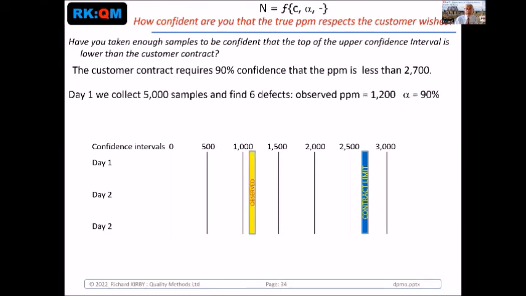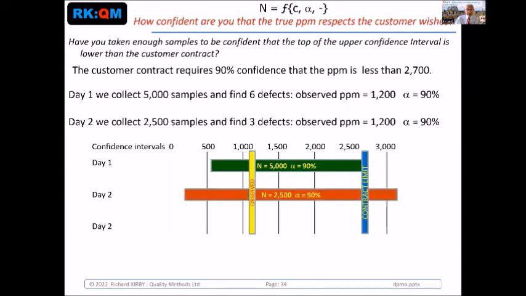On day one, we collect 5,000 samples and find 6 defects. The observed ppm, 1,200. Here is the 90% confidence band, and the upper limit is less than 2,700. So we are 90% confident that the true ppm lies somewhere between 523 and 2,367. We are respecting the customer contract.